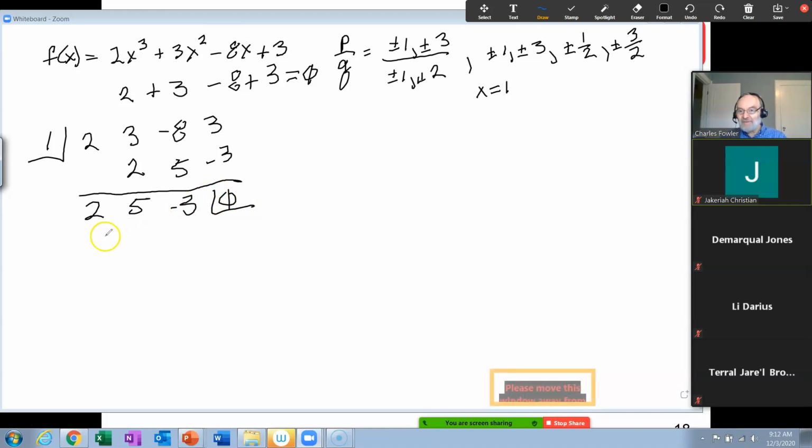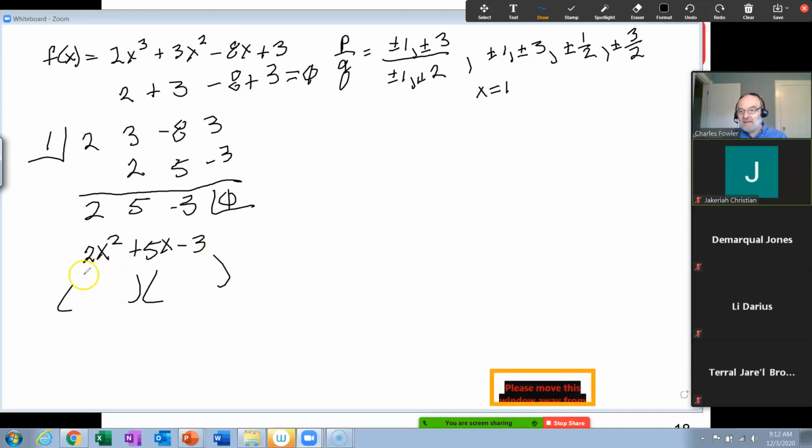What that leaves us with is, anytime you wind up with 3 numbers in your quotient down here, go back and put your variables back in. This will be a 2x squared, always drop that by 1, plus 5x minus 3. You always have your constant, linear term, quadratic term. When you get down to 3, you know they're going to look like this. Now we see if we can factor this.